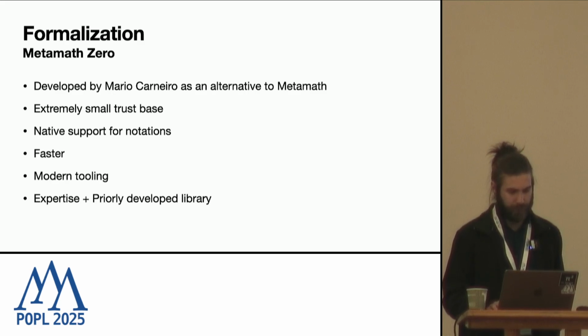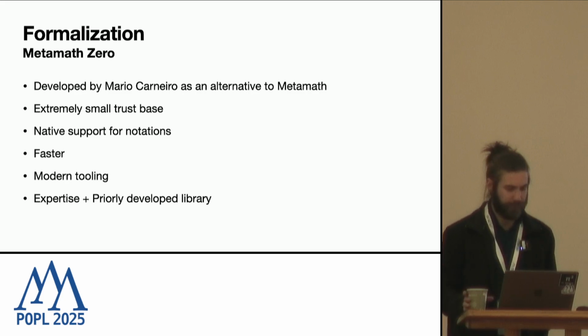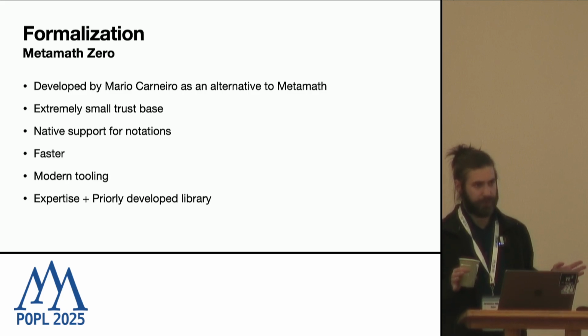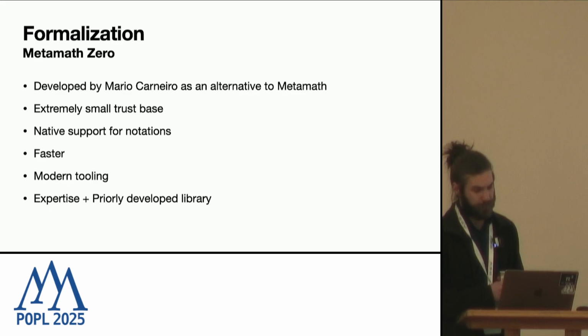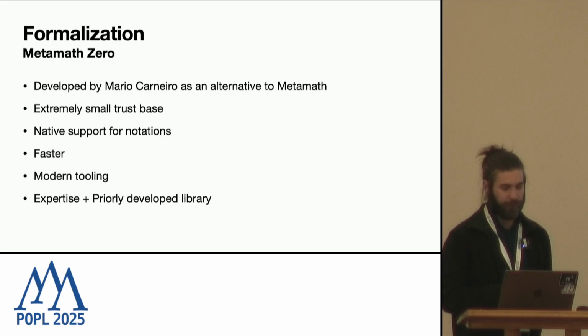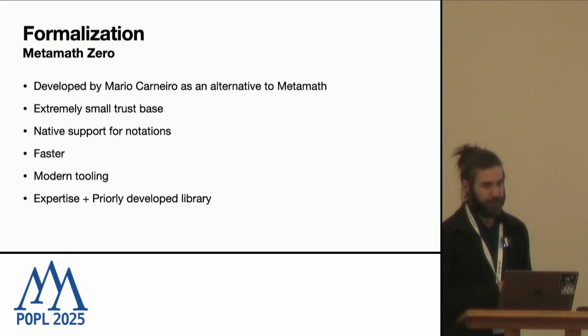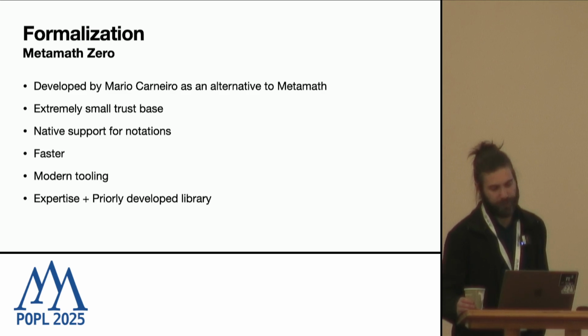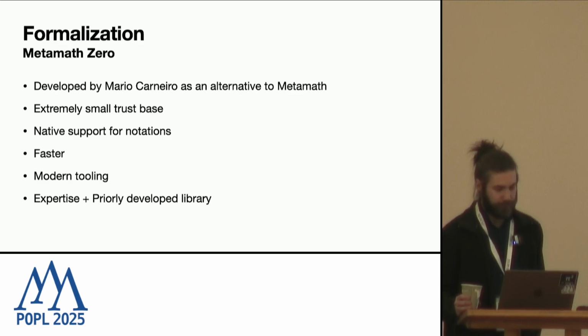So we chose Metamath Zero for a number of reasons. First of all, Metamath Zero is a relatively new proof assistant. It was developed by Mario Carneiro as an alternative to Metamath. It's got an extremely small trust base, which is why it was quite attractive to us to begin with. Probably the smallest. Maybe the other contender would be Metamath, but even then it's smaller than Metamath in certain implementations. It's got native support for notations, unlike Metamath. It's faster than Metamath. It's got modern tooling, so it was quite nice to work with.